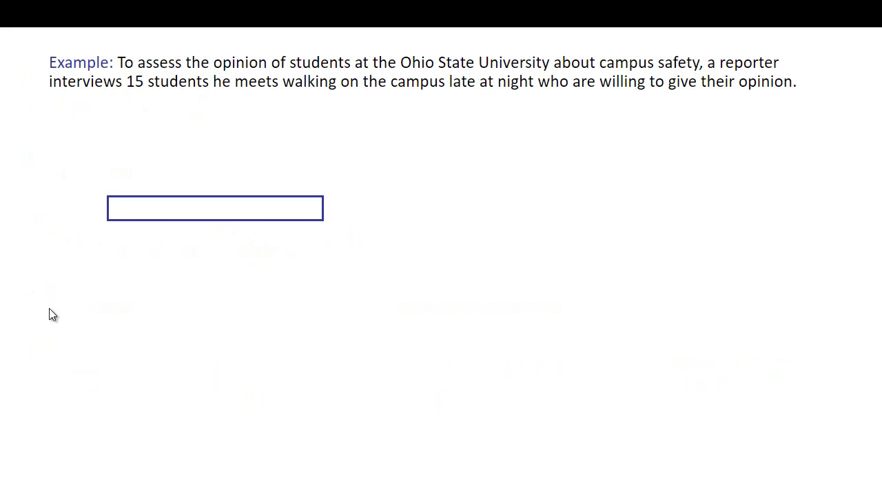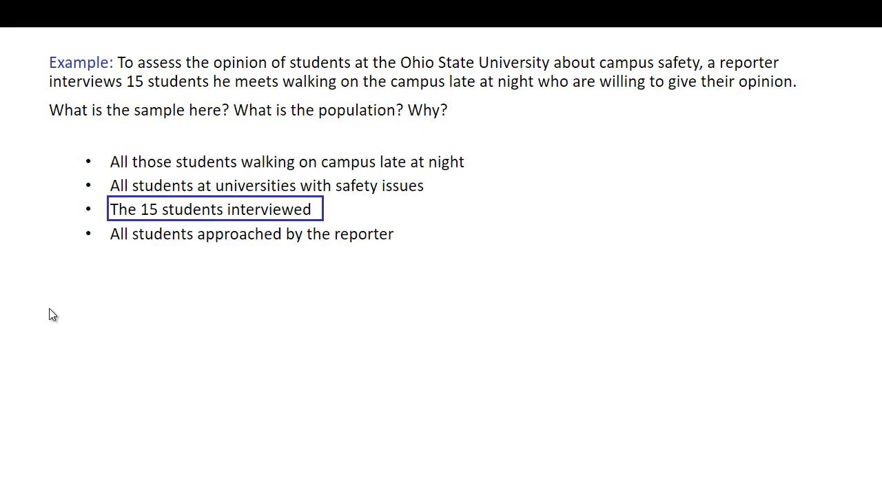Example: to assess the opinion of students at The Ohio State University about campus safety, a reporter interviews 15 students he meets walking on the campus late at night who are willing to give their opinion. So they are asking people about campus safety, and they are doing it at night, and whoever they meet walking on campus late night. What is the sample here, and what is the population? Well, the population is the set of all students at Ohio State University, and the sample would be the 15 students they interviewed.